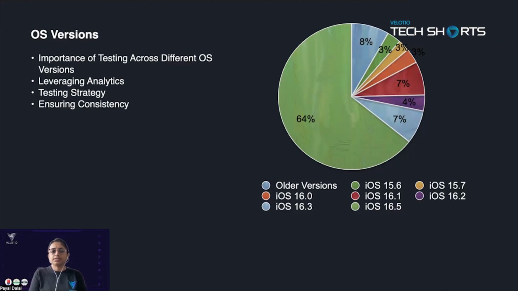And ensuring consistency, like suppose you have added one feature, which is say a camera feature, which is supported only on iOS 16, then it should be back supported as well on iOS 15. So such kind of testing should be done on earlier versions as well, and not just on say 16 and the rest.